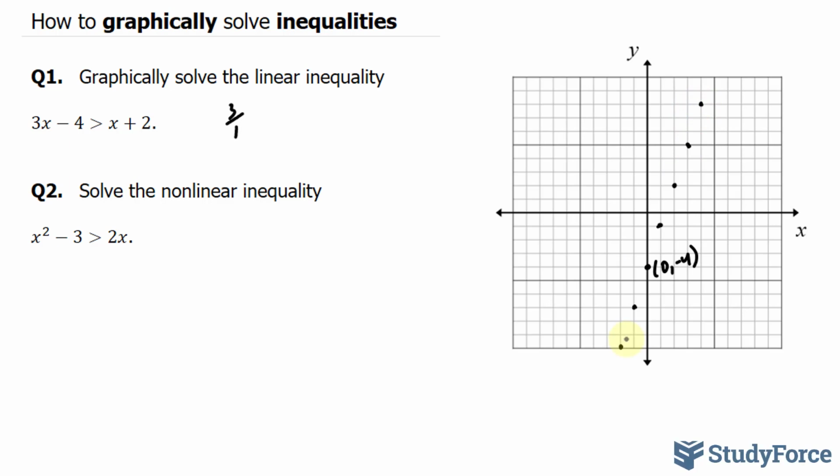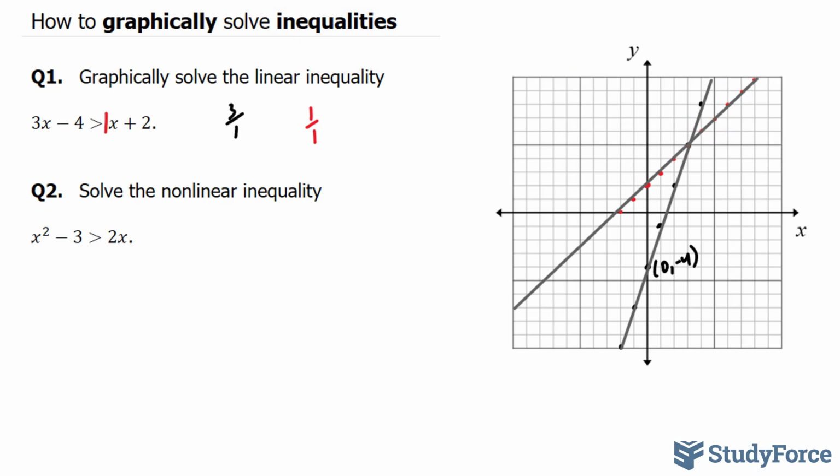Next, we will plot x plus 2. X plus 2 has a y-intercept of 2, which means that it starts over here, and a slope of 1. In other words, 1 over 1, rise over run. 1 up, over 1, 1 up, over 1, 1 up, over 1, and so on. The next thing I'll do is connect these dots.